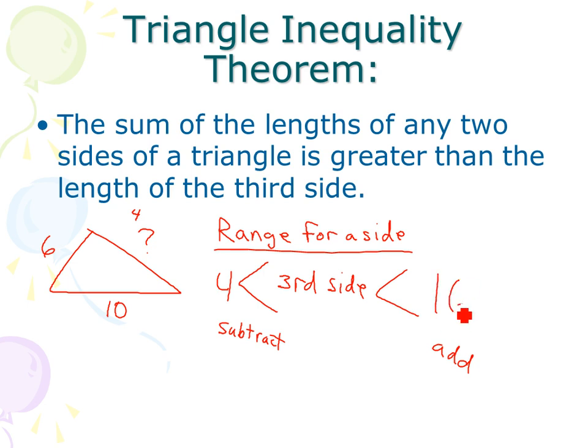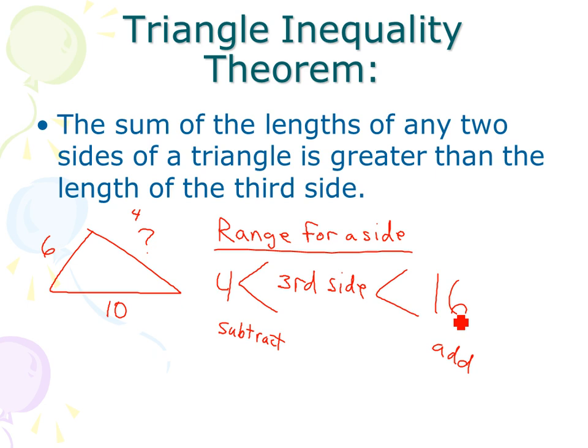16. Now, be careful, because can the side ever actually be 4? No, because it's got to be greater than 4. So could it be 4.1? Yeah. Could it ever be 17? No. Could it be 15.9? 15.99999? Would that work? Yeah. So it's got to be in between those two. So that's how you find a range.